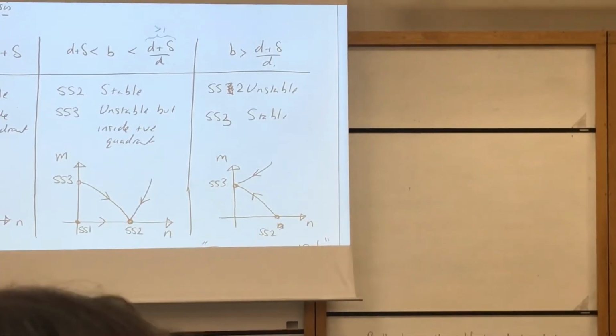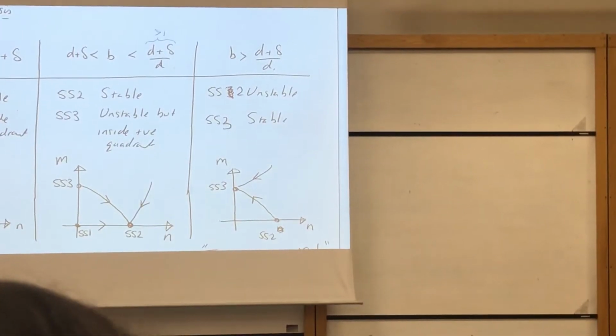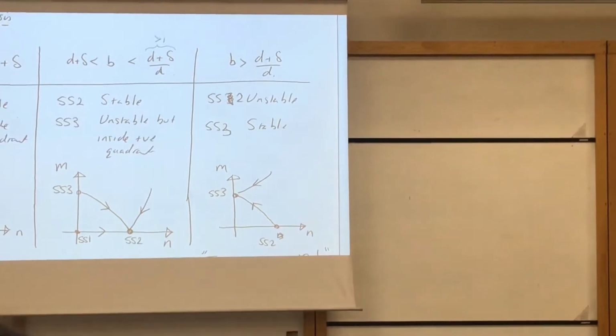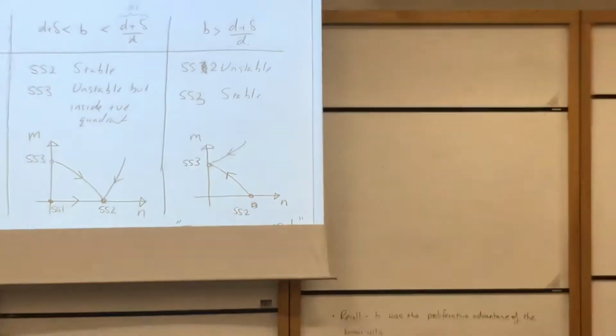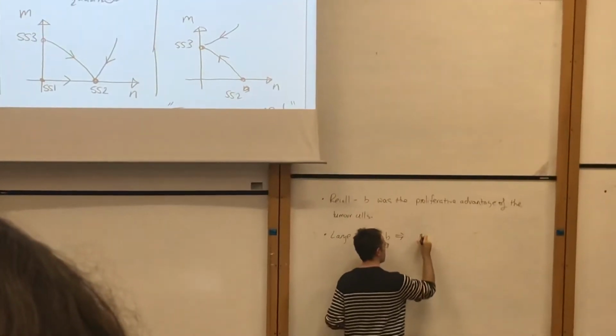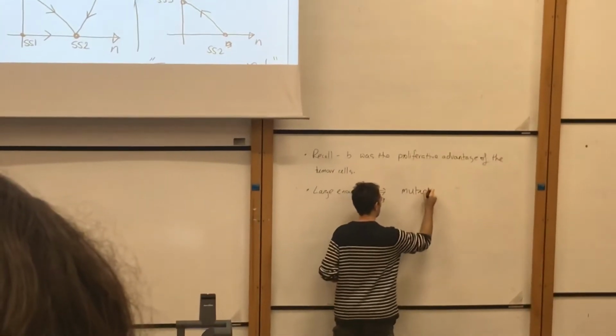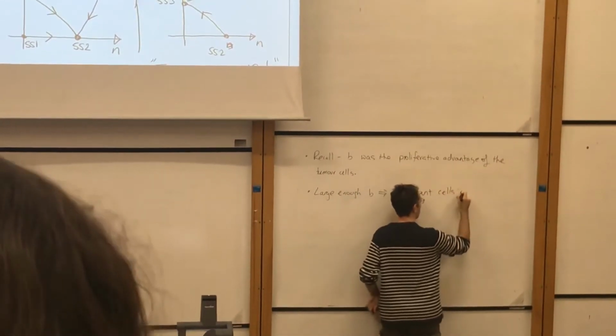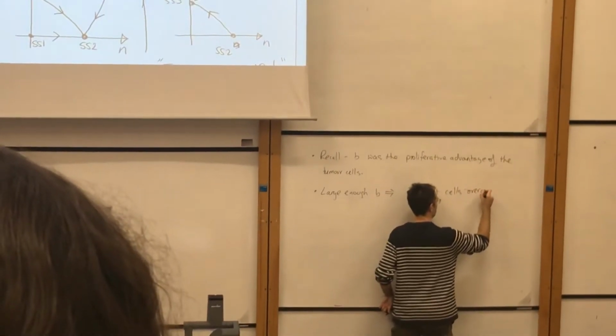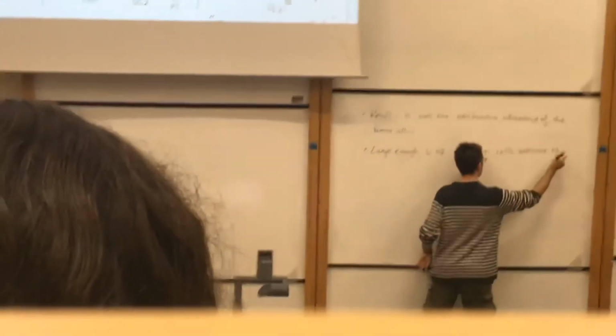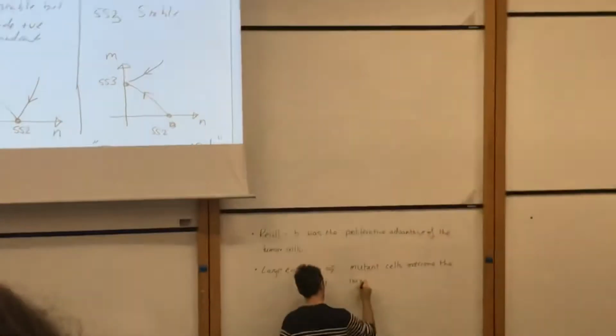So a large enough B implies mutant cells overcome the immune response.